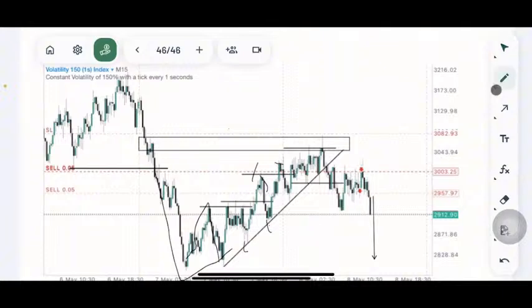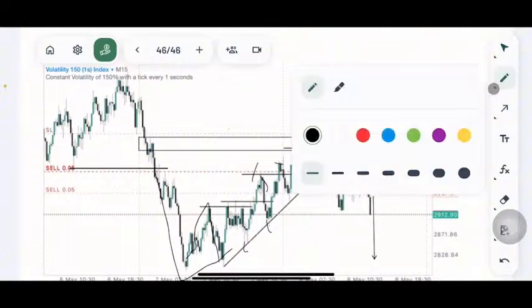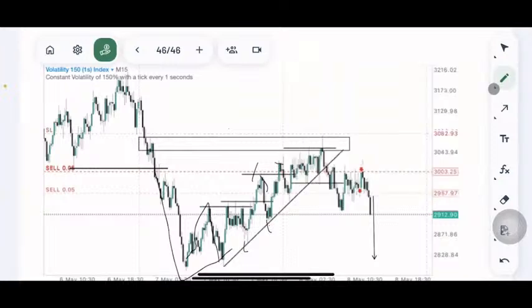Once price has finished doing its things and then gives you the setup you want, then you can execute your trade. This is just it, guys.